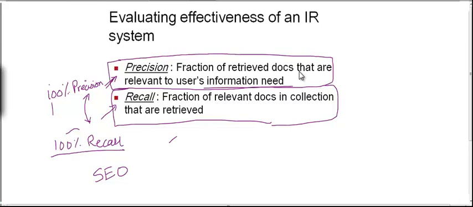If you have very, very rare queries, they're usually called tail queries. Tail queries are the queries which are very rare, which appear very rarely in the query logs.